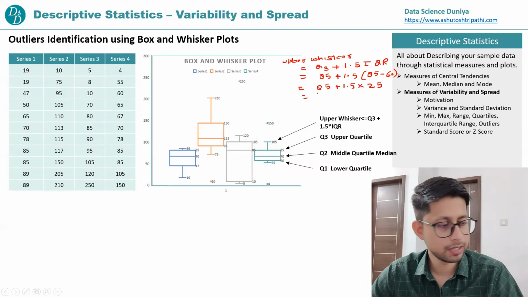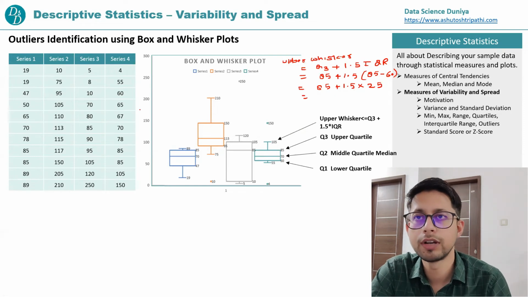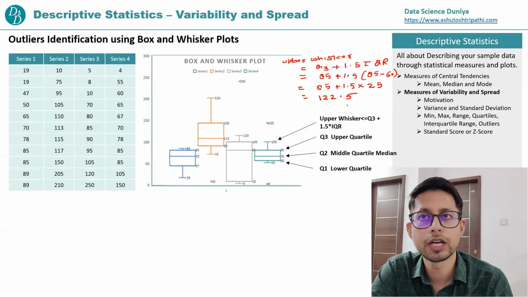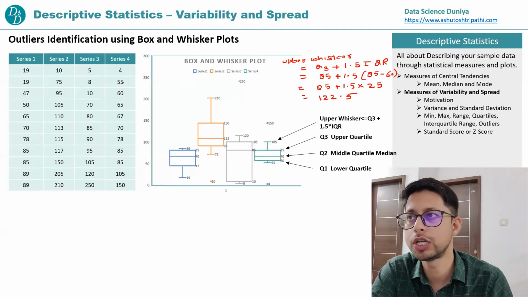Let me quickly calculate this. If you calculate this, it will come to 122.5. So now what does this mean? Whatever value you get after this calculation is not always necessarily available in your data points. So 122.5 is not available in this series 4.